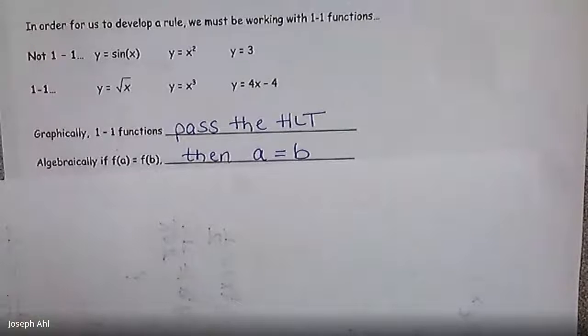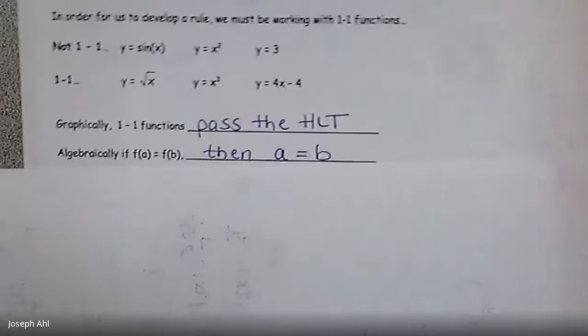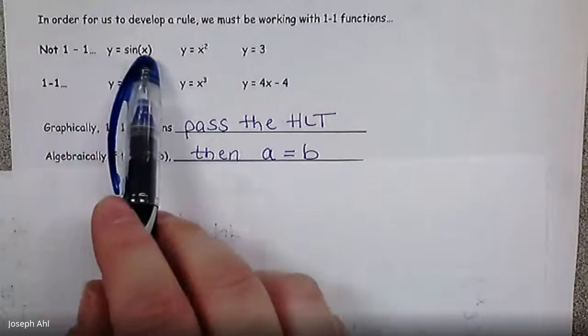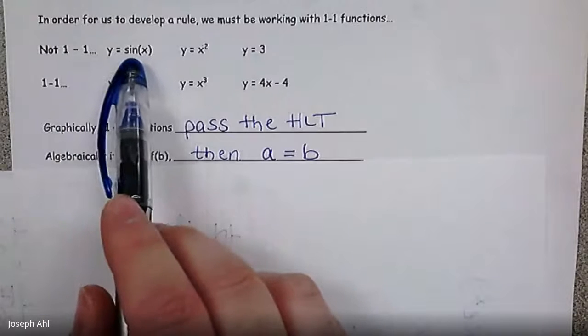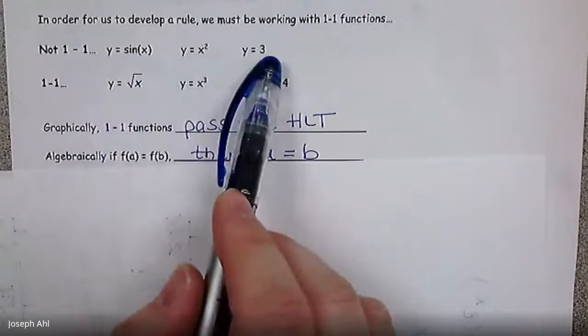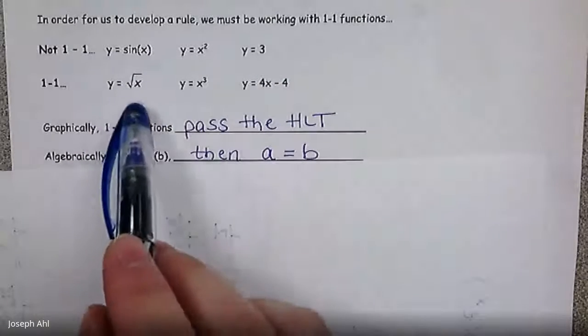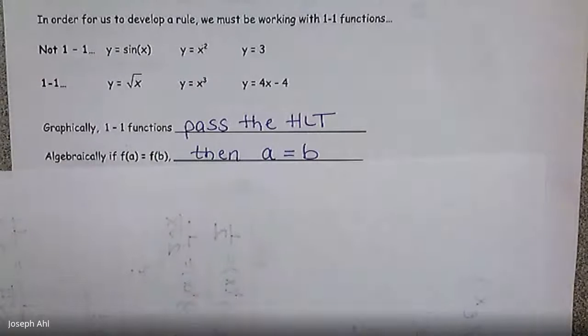But a couple things to fill in quickly before we get on to the graph below. It says in order for us to develop a rule, we must be working with one-to-one functions. Hence why I define x squared to be only where x is greater than 0. Otherwise, that is not a one-to-one function. It's going to be tough for us to talk about the derivative of an inverse. So some classic non-one-to-one functions that would fail the horizontal line test: sine x, x squared, y equals 3. Here are some good one-to-one functions that we wouldn't have too many issues with: radical x, x cubed, linear functions.